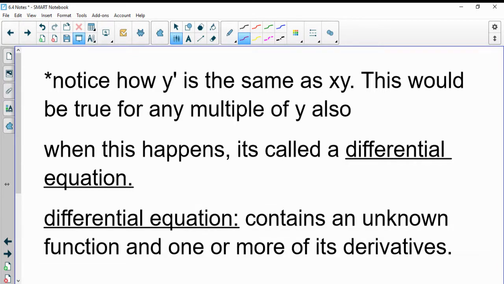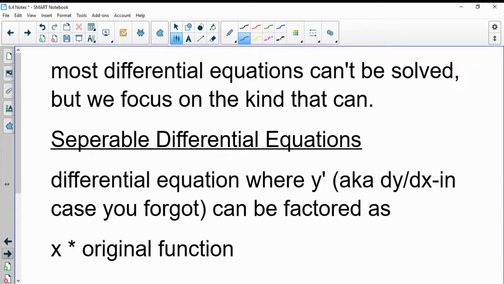So just for definition purposes, a differential equation contains an unknown function and its derivative, or maybe a multiple of its derivative. Okay. So if you need to pause and you want to write that down, go for it. A lot of these differential equations are hard to solve. So we're going to focus on the kind that can be solved, and the kind that can be solved is this thing called a separable differential equation, right?